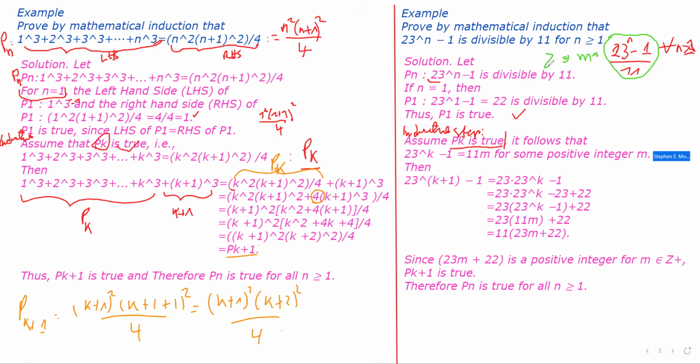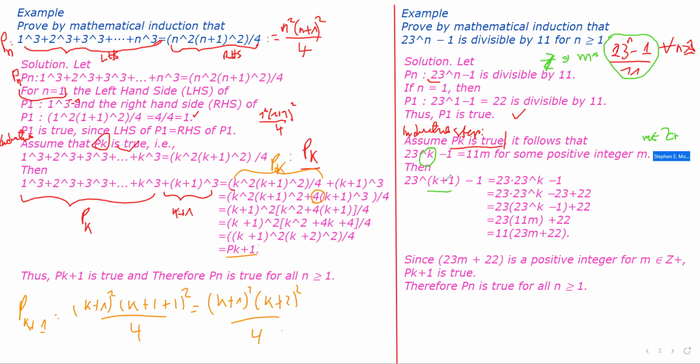If it is, then we can say that this value here will be divisible exactly by 11. So we say 23 to the power k minus 1 is equal to 11m, where m is some positive integer. Then the k plus 1 step. The k plus 1 step just means now replace the k here by k plus 1.